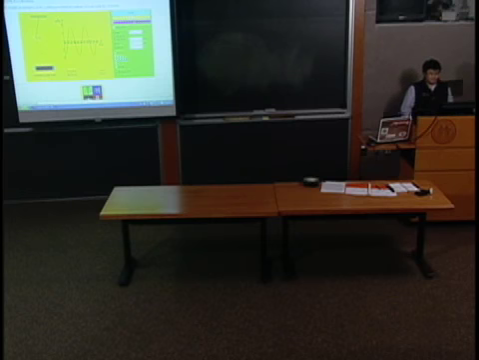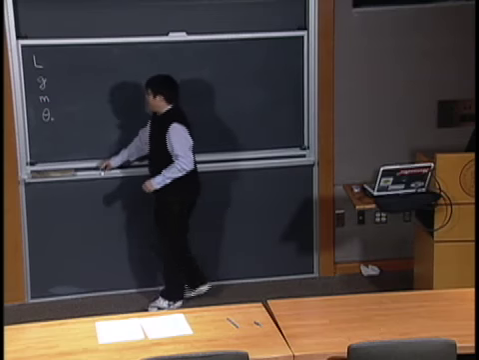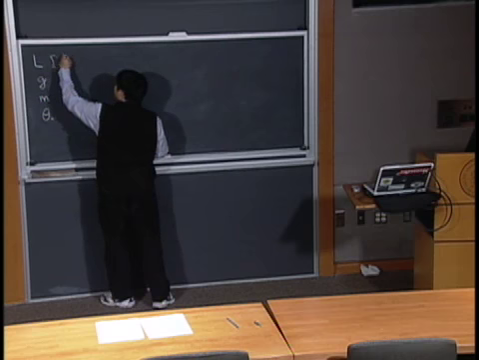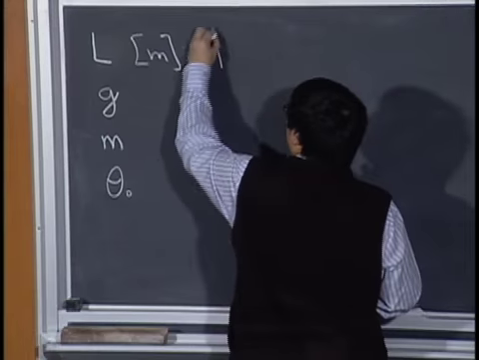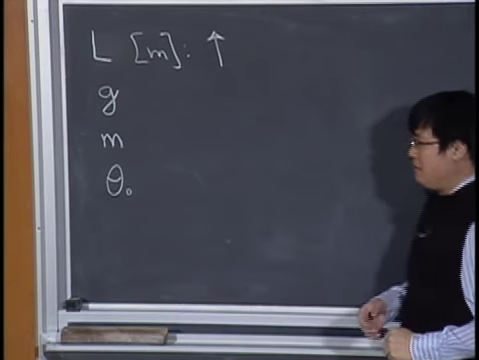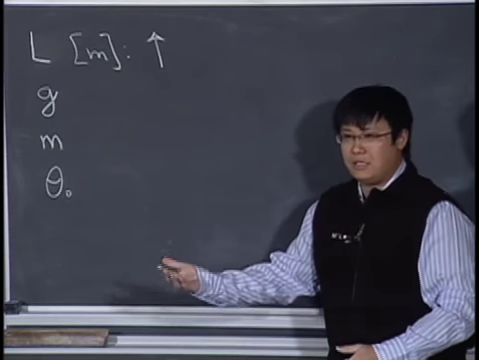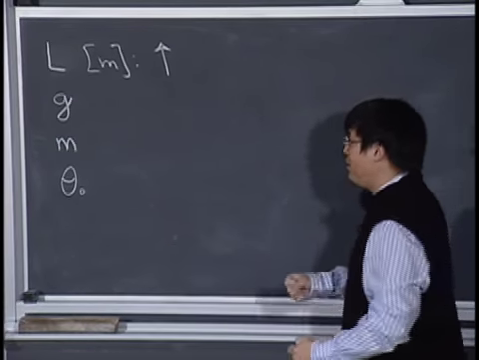And mass and amplitude do not seem to have any effect at all on the oscillation period. All right, now let's stop this demo and go to the board and think this through a little bit. So we know that length, which has units of meters, the oscillation period depends positively on the length. As length increases, the oscillation period increases as well.